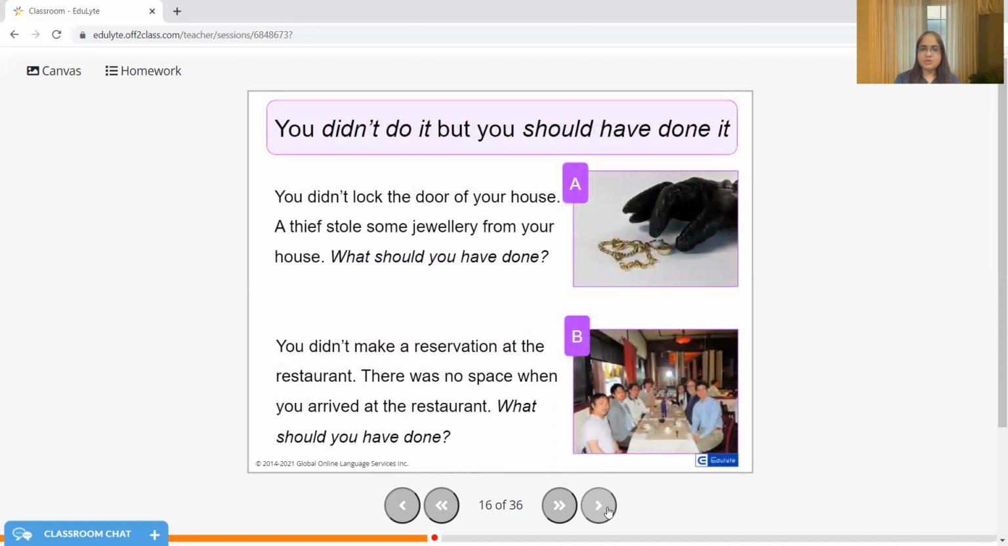So you did not lock the door of your house. A thief stole some jewelry from your house. What should you have done? You should have locked it properly. You ought to check your lock twice before leaving.